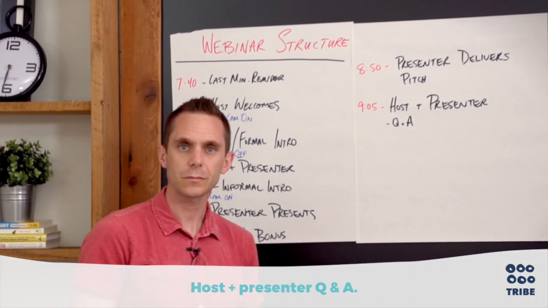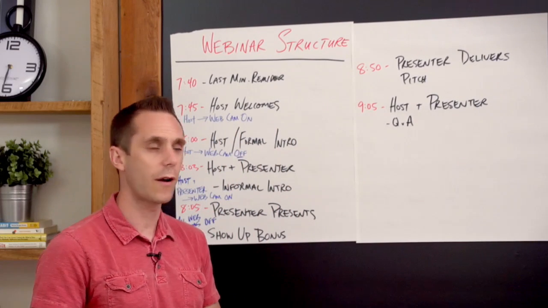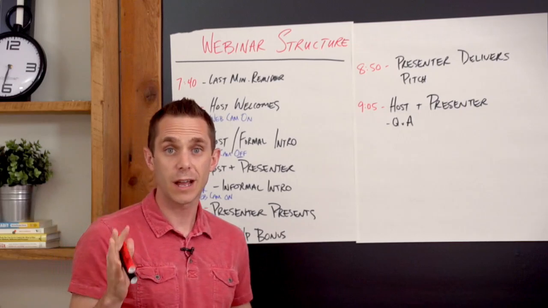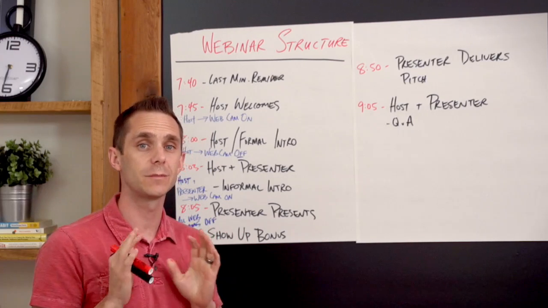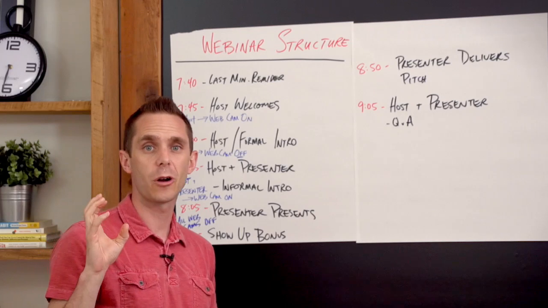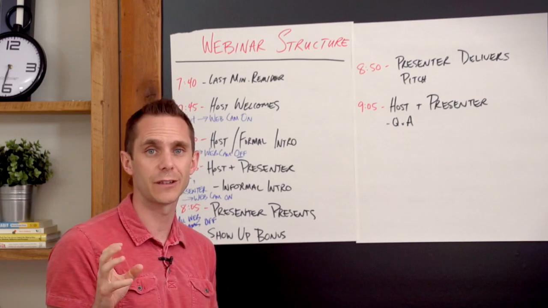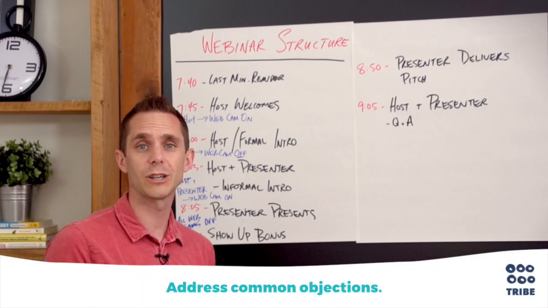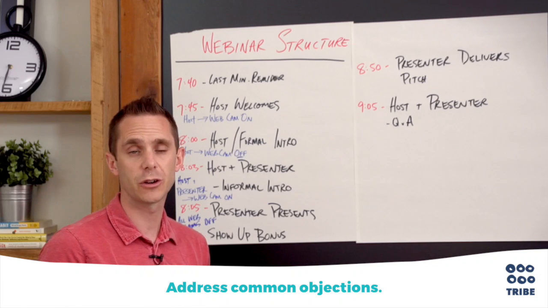And during this time, when you are answering questions, there's a couple key things. You want to have some set questions that are established up front. These are common objections that you're going to answer. So the first 3 or 4 questions should be common objections that you're going to answer.